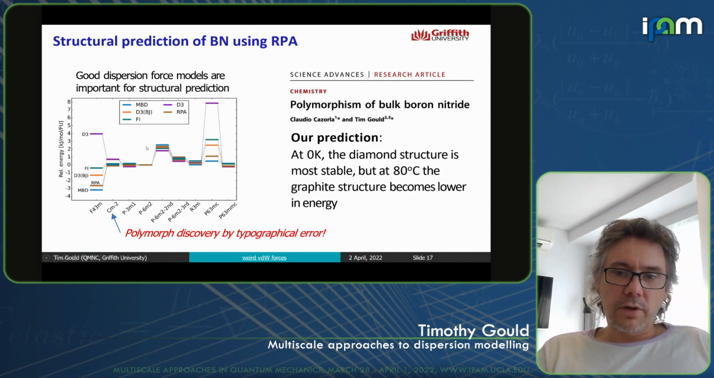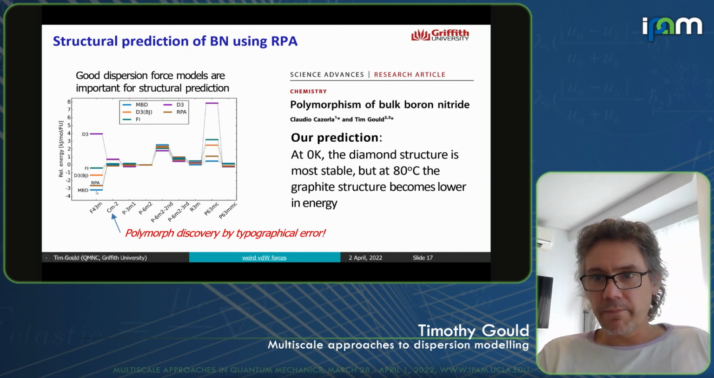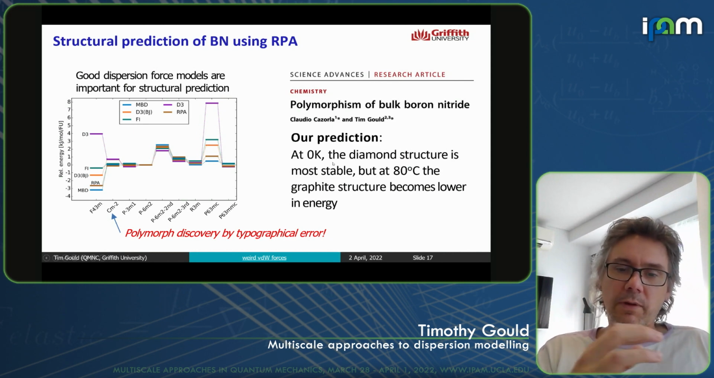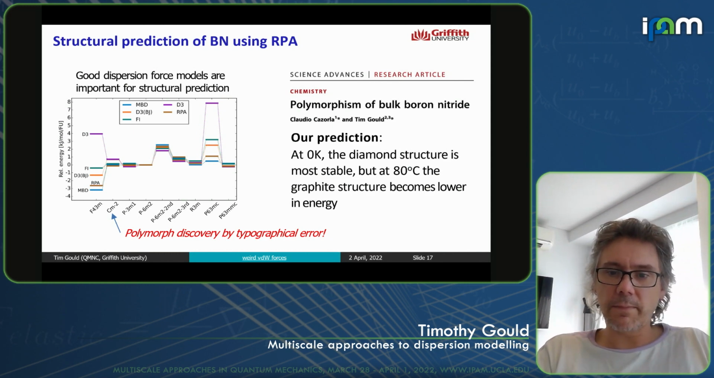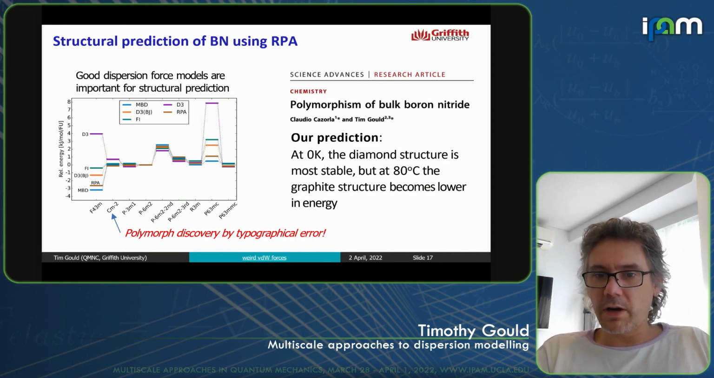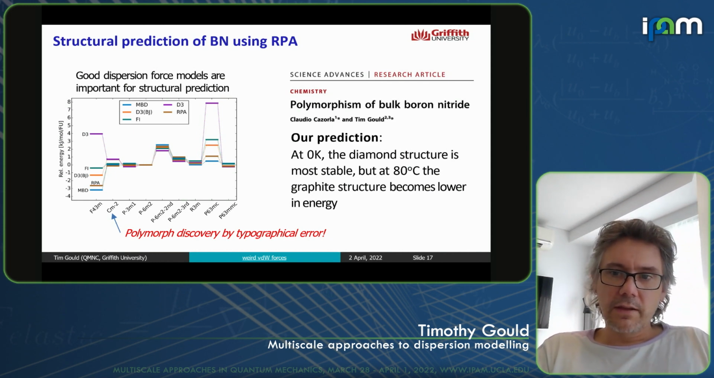So we did a lot of hard work, and eventually came to the conclusion that some dispersion corrections were not that great, others were better. And most importantly, we predicted that the diamond structure was in fact the most stable structure for boron nitride. But in a hot cup of coffee, at 80 degrees C, the two switched. So this was kind of fun. Got a paper out there.